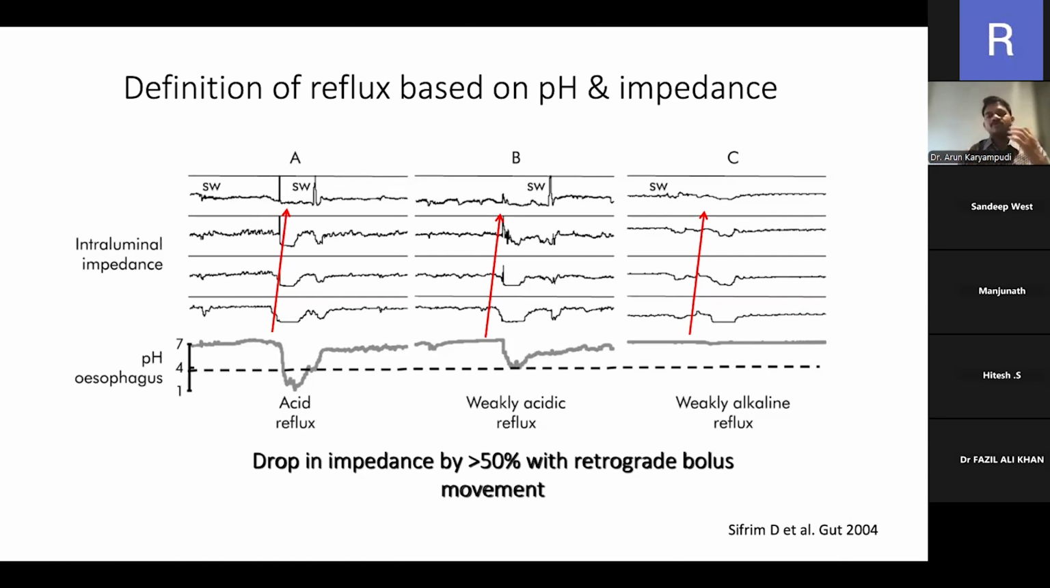If you look at the final report of the pH impedance study, you get the number of acid reflux episodes and the number of non-acid reflux episodes. Weakly acidic and weakly alkaline or alkaline reflux episodes are considered to be non-acidic reflux episodes, whereas all others which show a drop in pH below 4 are considered to be acid reflux episodes.